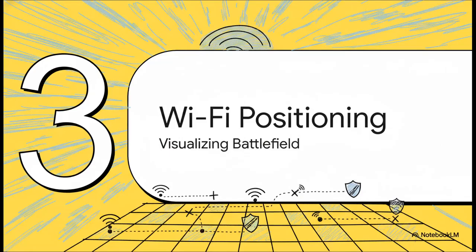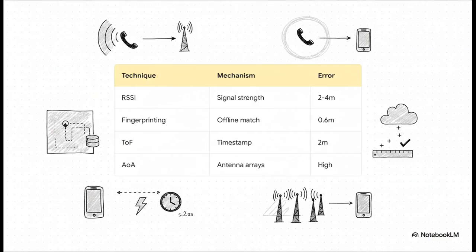All right, let's shift gears to Section 3, Wi-Fi positioning systems, or visualizing the battlefield. We've seen the attack, so how do network defenders fight back? Well, it's like a giant puzzle. They start by physically fingerprinting the airwaves. Defenders use a handful of techniques to visualize where signals are coming from. First up is RSSI, or Received Signal Strength Indicator. This just uses signal strength as a rough proxy for distance, which gives you about a 2 to 4 meter error margin. Not bad, but we can do better.